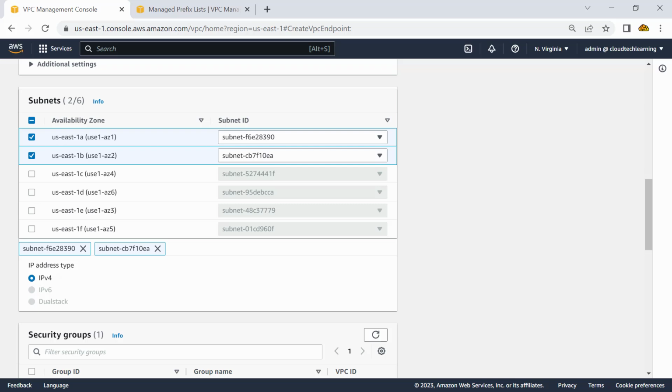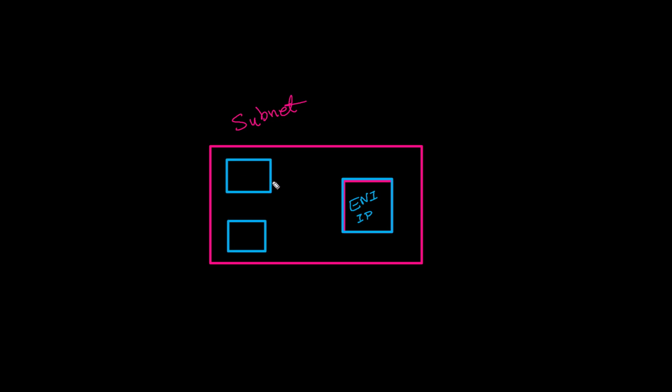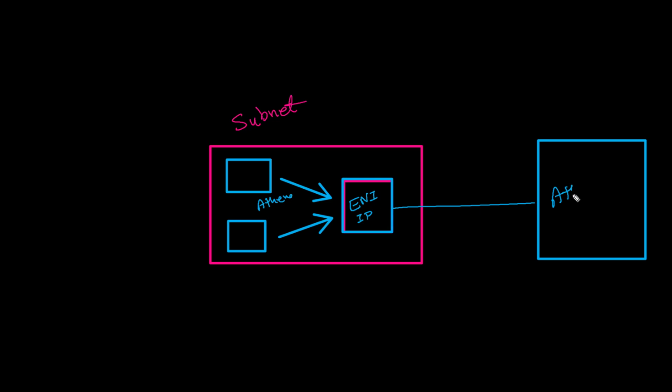This is doing what? Let me try to draw that. Behind the scene, if this is my subnet I am representing, in this subnet it is setting up a network interface, or we can call it an ENI. And this ENI would have an IP address. So if there are machines here in this subnet, and now they say, hey, we want to send traffic to Athena, what would happen? This ENI would be listening to the request which is going to Athena as a service, and then forward it through an internal mechanism to the service, which is your Athena service.